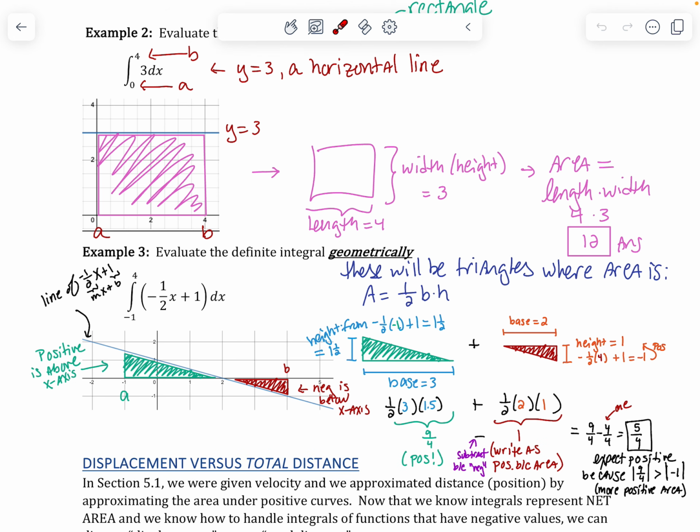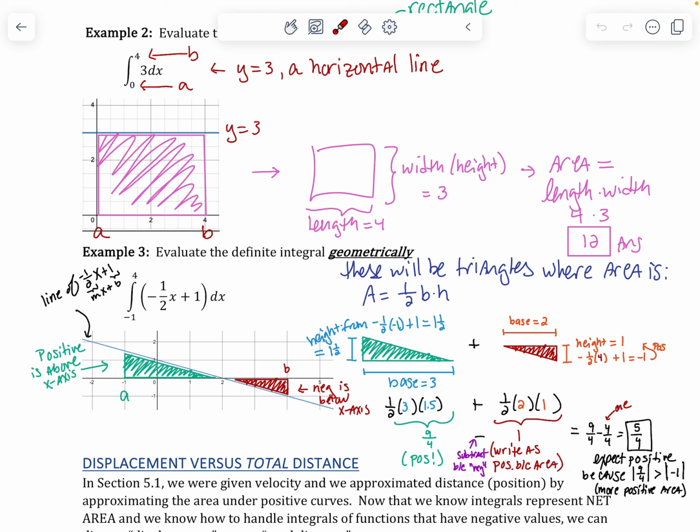Now in example 3, when we are evaluating a definite integral, we know it's definite because we have an a and b range that we bound our curve within. When I'm asked to do it geometrically, this time it's going to turn out I'm going to have triangles. I'm actually going to have more than one triangle, which is why the word is plural. Don't forget the formula for the area of a triangle is 1/2 the base times the height.